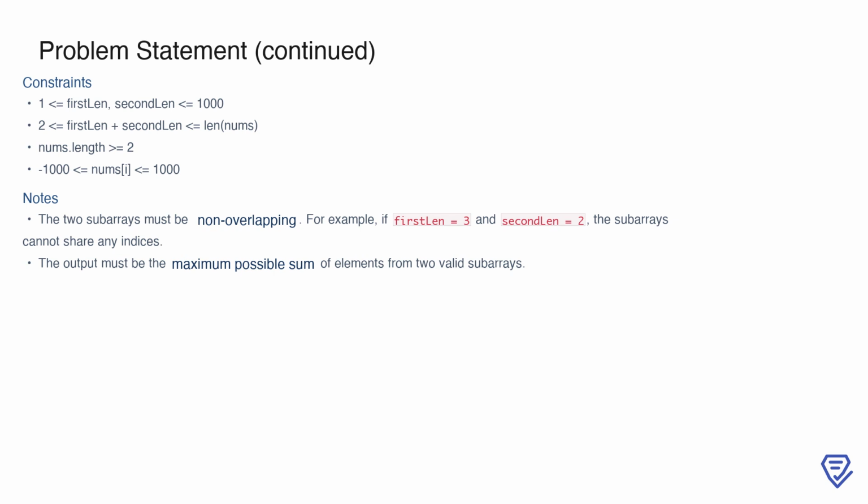It's crucial to remember that the two subarrays must be non-overlapping, meaning they cannot share any indices. For instance, if firstLen is 3 and secondLen is 2, the subarrays cannot overlap in any way. The goal is to maximize the sum of the two valid subarrays, so your solution needs to account for all possible placements of the subarrays to find the highest possible sum.